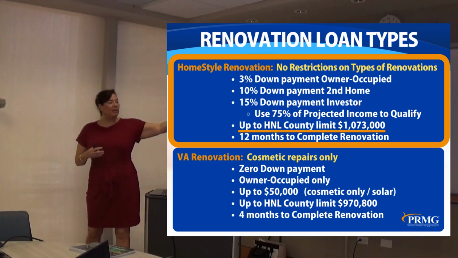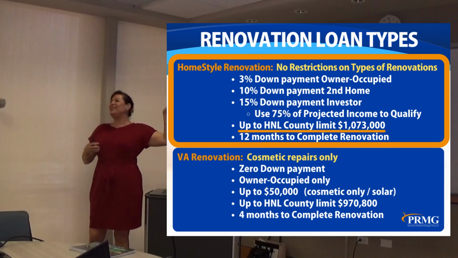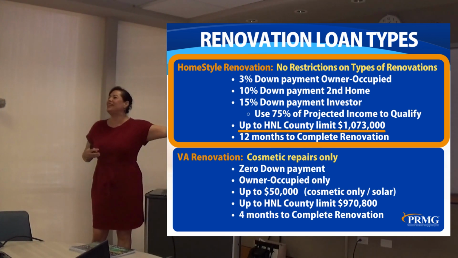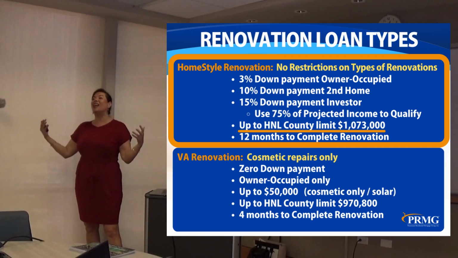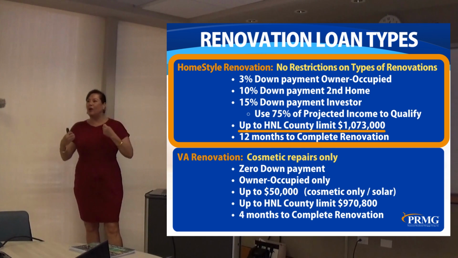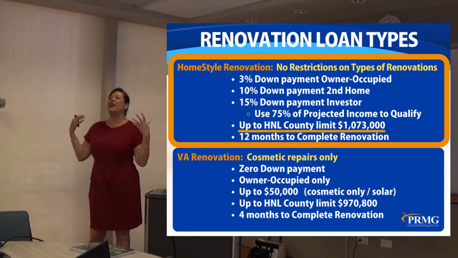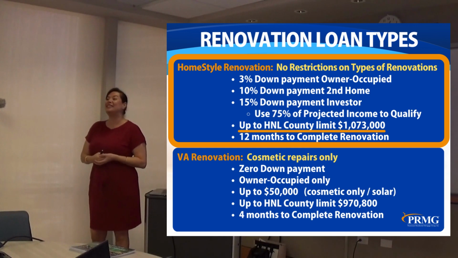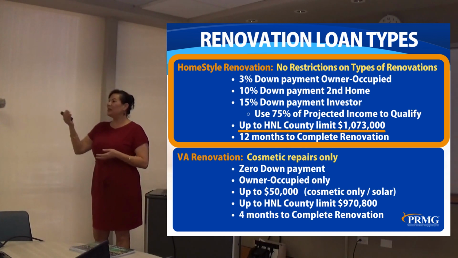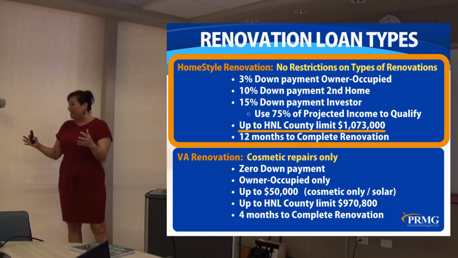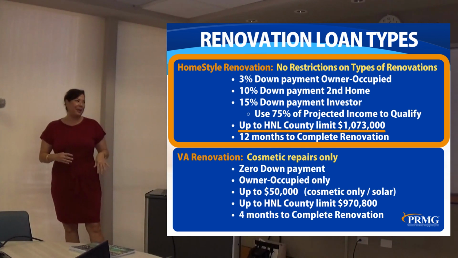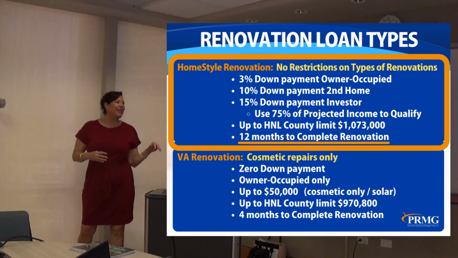So conventional loan limits right now, $1,073,000. What does that mean? That means that the average home here in Honolulu County is well over $1 million. For realtors in this room, for November, what was the last count of what the median home price was for single family residences? $1,049,000, right about $1,050,000. Okay, it's been hovering right about that number. When we do home style renovations, we've got 12 months to complete that renovation.